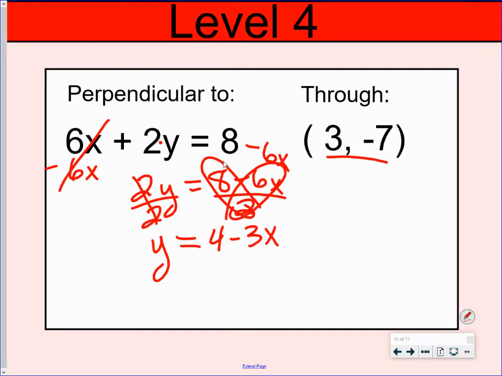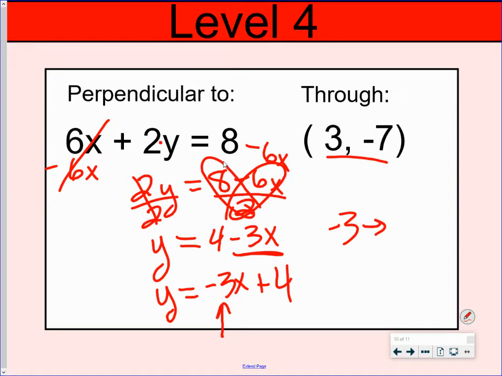Now, looking at this, is this in slope-intercept form? In slope-intercept form, we always had that x first. So I'm going to rewrite it. We keep the sign that goes with each term. So it's negative 3x plus 4. So we know the slope of this line is negative 3. What was the opposite reciprocal? For the new line we're going to draw, it will be positive 1/3. And then you will have it go through the point 3, negative 7, and that will get you started on that problem. And I hope this helps, and have a great day.